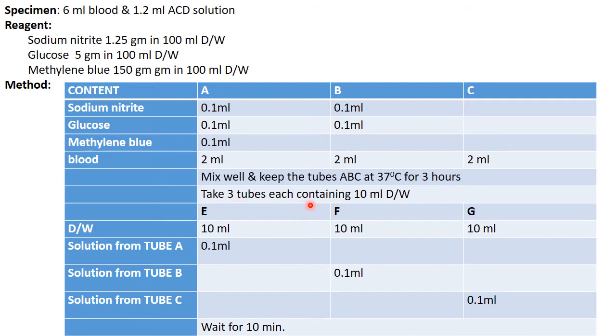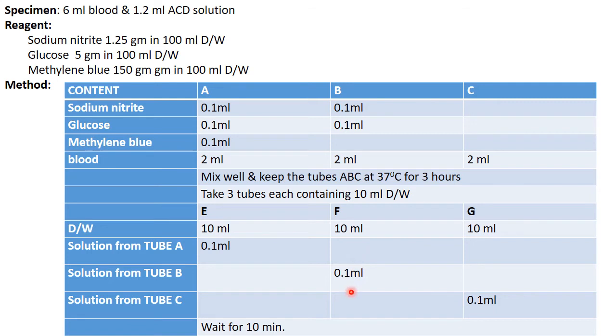Mix well and keep the test tubes A, B, C at 37 degrees centigrade for 3 hours. Take 3 test tubes each containing 10 ml distilled water. Now label another 3 test tubes as E, F and G. After 3 hours, mix the content of the test tubes A, B and C. Into each of these E, F, G test tubes, take 10 ml of distilled water.